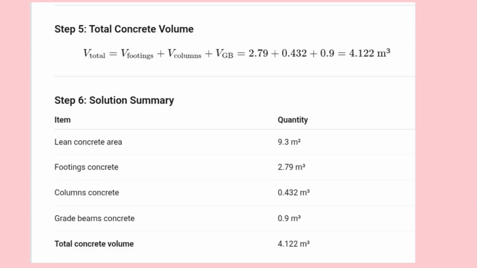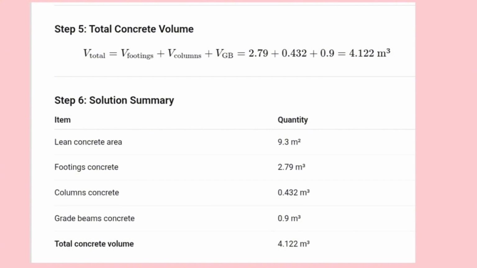Step 5 is the total structural concrete volume. This includes footing concrete, column concrete, and grade beam concrete only. 2.79 plus 0.432 plus 0.9 equals 4.122 cubic meters.